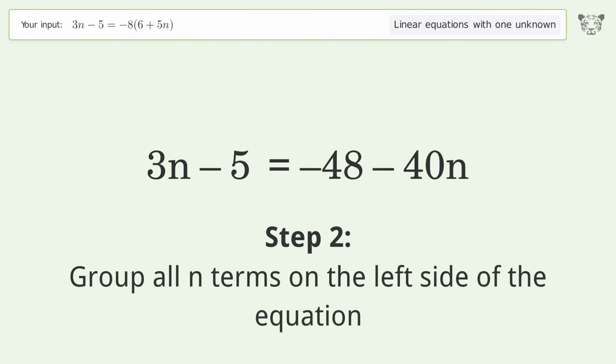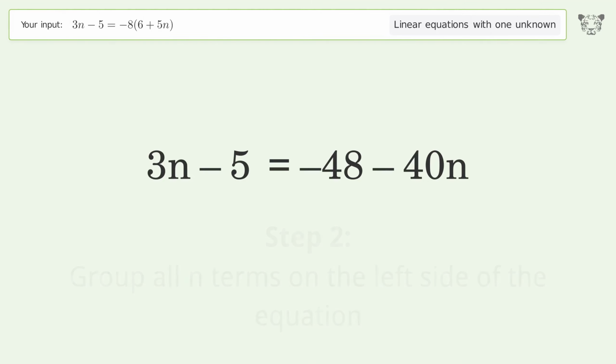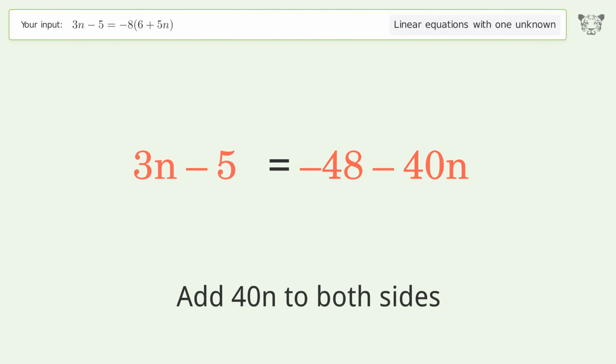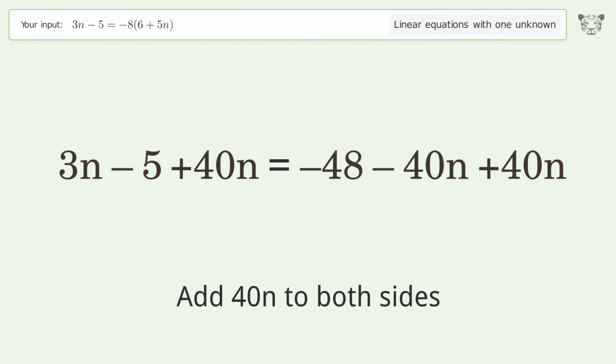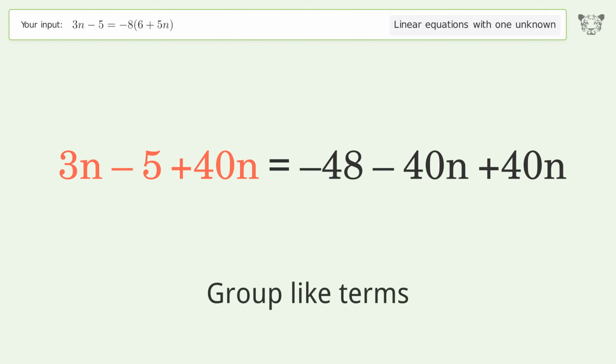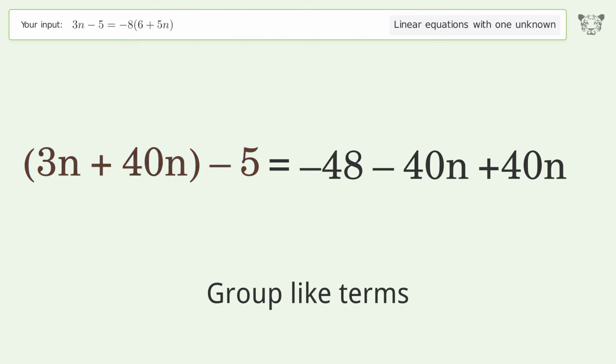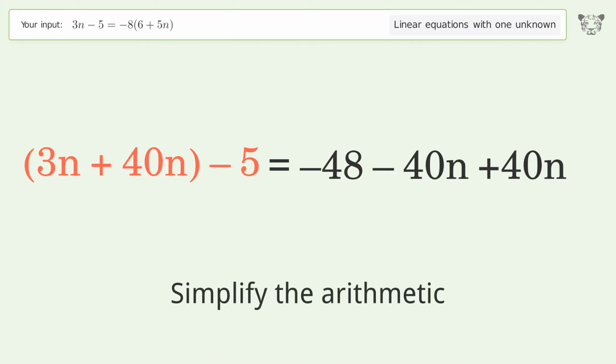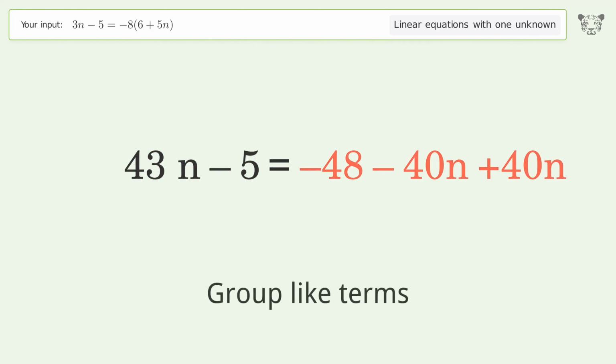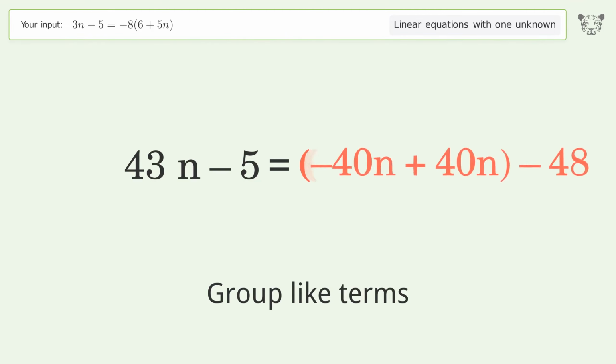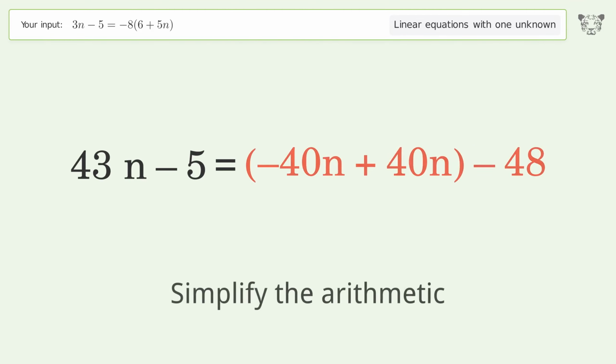Group all n terms on the left side of the equation. Add 40n to both sides. Group like terms. Simplify the arithmetic. Group like terms. Simplify the arithmetic.